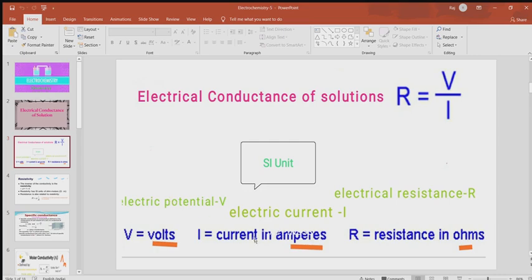Second is electrical current, denoted by capital A, and its SI unit is the ampere. Third is electrical resistance, denoted by omega, and its SI unit is the ohm. Therefore, the next topic we will study is resistivity.